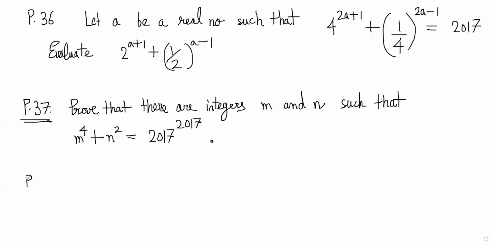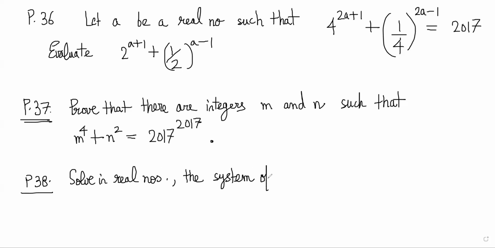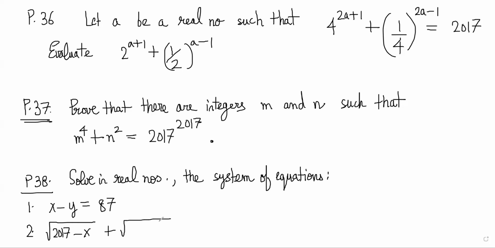And one last problem, problem 38. Solve in real numbers the system of equations. The first equation is x minus y is equal to 87. And the second equation is square root of 2017 minus x plus square root of 2018 minus y is equal to 22.